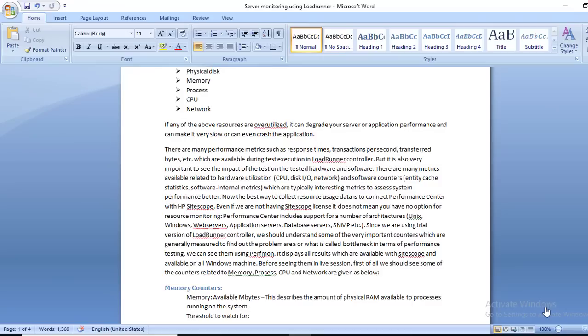Now, even if we do not have a SiteScope license, it does not mean you have no option for resource monitoring. A separate license is required for it, but even if you do not have a license for it, you can still do resource monitoring. Performance Center includes support for a number of architectures: Unix, Windows, web server, application server, database server, SNMP.